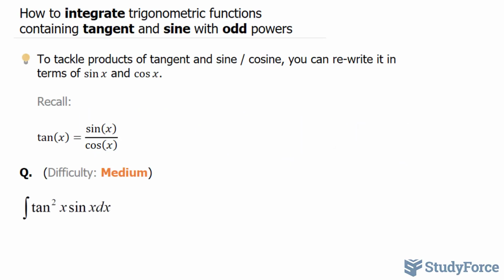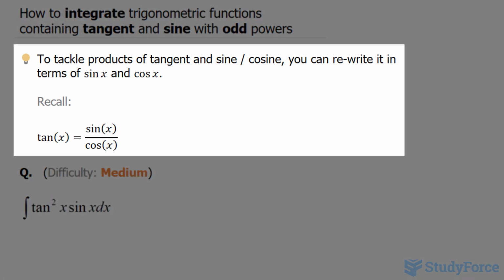In this video, I'll show you how to integrate trigonometric functions containing tangent and sine with odd powers. To tackle products of tangent and sine or cosine, you can rewrite it in terms of sine x and cosine x using the following identity.